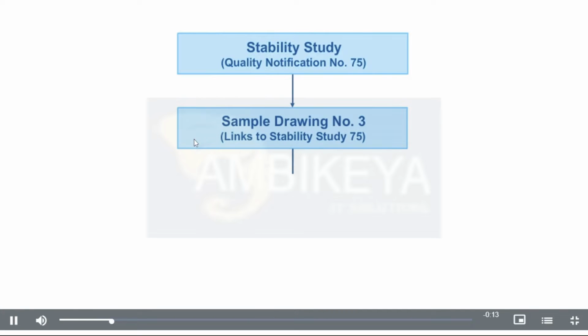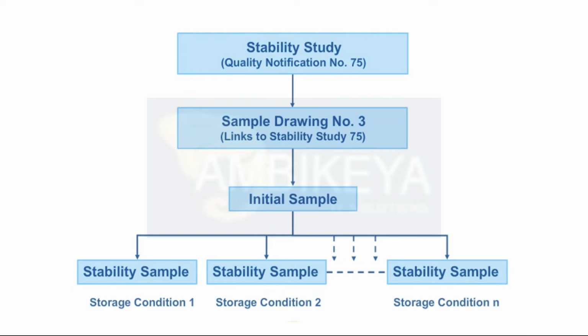The samples created and processed in a stability study are identified by means of the following records: stability study or quality notification number, sample drawing number, individual sample record.